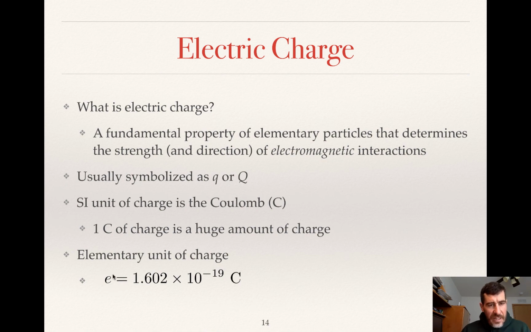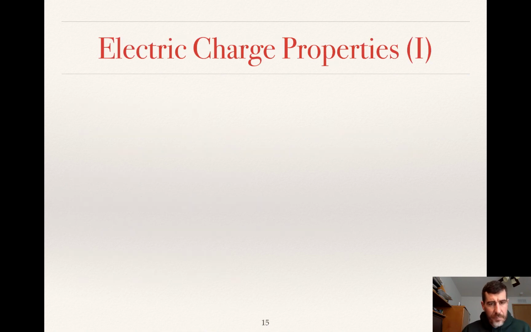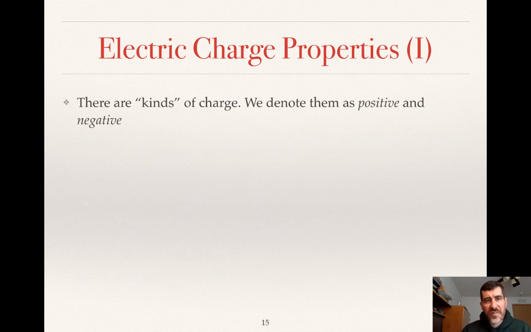So if you have an electron, it has a charge of 1.602 times 10 to the minus 19 coulombs negative. And if you have a proton, it has a charge of 1.602 times 10 to the minus 19 coulombs positive. So the symbol e here usually just means the absolute value. So an electron has a charge of negative e, the negative elementary unit, and a proton has a charge of positive e.